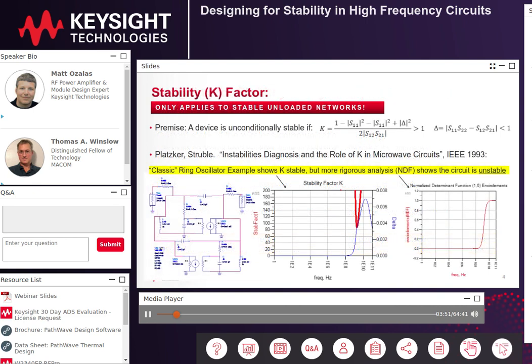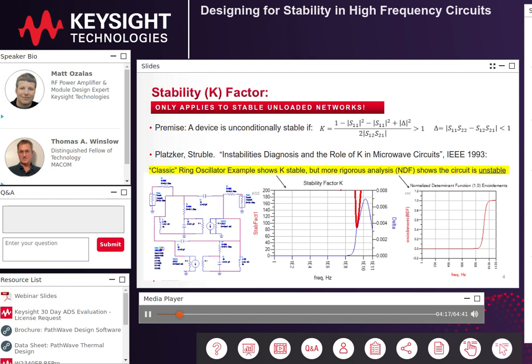Let's start with the keystone of high-frequency stability analysis, which is Rollett stability factor. This is called K. If you're an RF and microwave engineer, this technique was probably your first encounter with stability, and we've all learned that if your K is greater than 1, essentially your circuit will be stable. But unfortunately, there are a lot of caveats to this. I put an example here of a ring oscillator, which is a well-known example, and it's got a K factor that's much greater than 1.